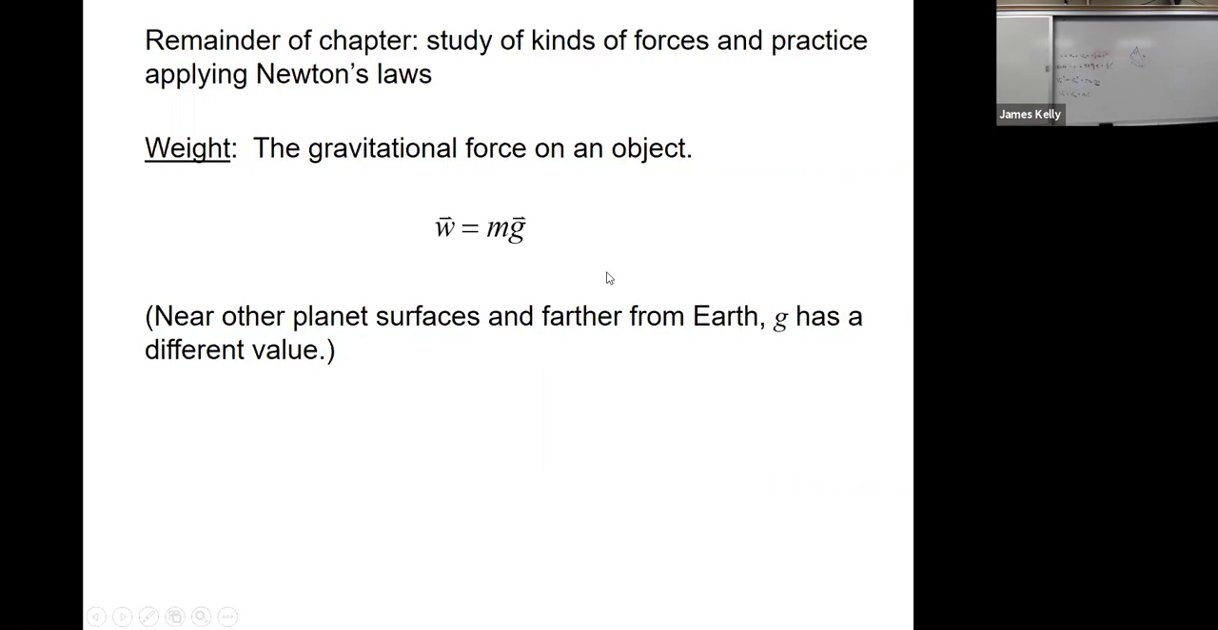But this little g has magnitude 9.8. It's a vector because little g is the acceleration magnitude. The direction of the free fall acceleration is in that direction. So we can actually visualize little g as being a vector. Near other planet surfaces, little g is going to have a different value. So that 9.8 is specific to being at the surface of Earth.